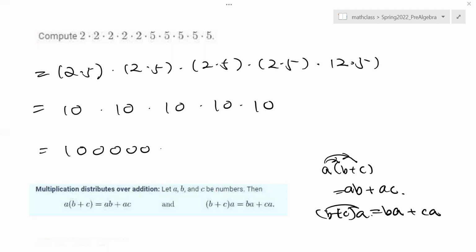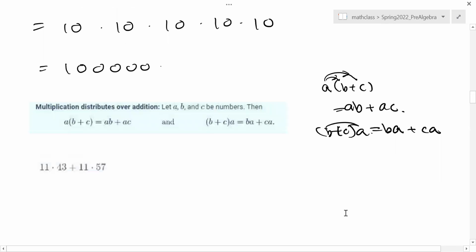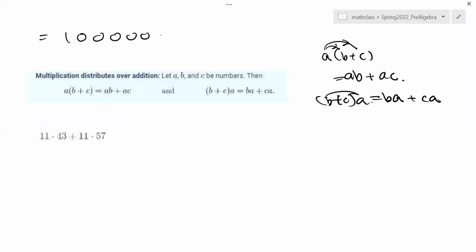So this is a mixture. After you learn addition and multiplication, then you need to learn this formula. This is a very important formula, and it's used everywhere when you do algebra. So let's take a look at the next problem. 11 times 43 plus 11 times 57. Now, without using the formula, it's pretty complicated.